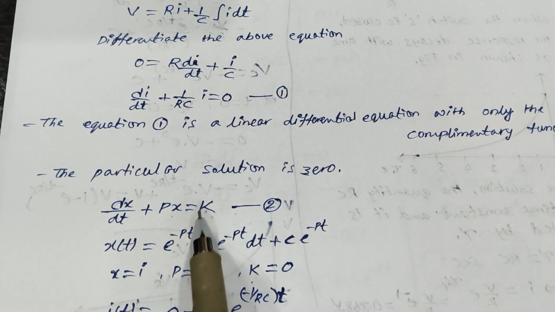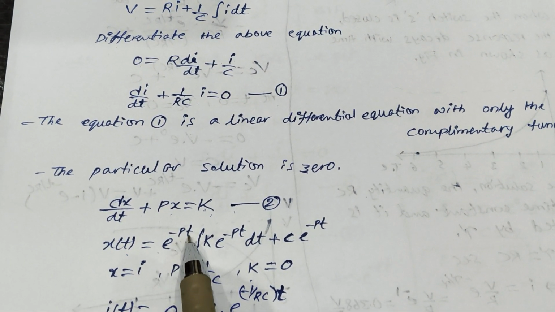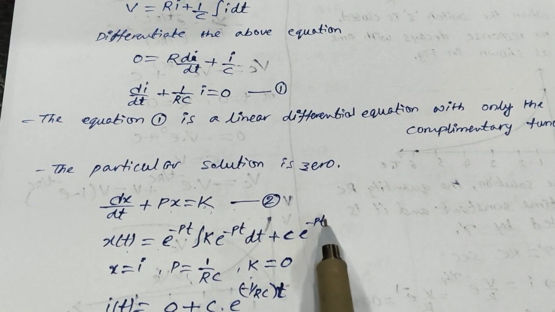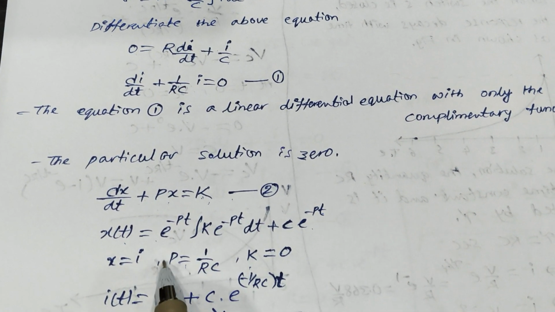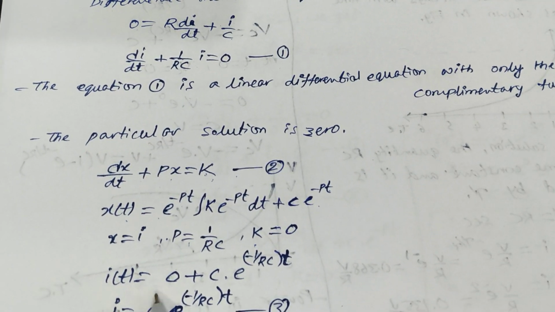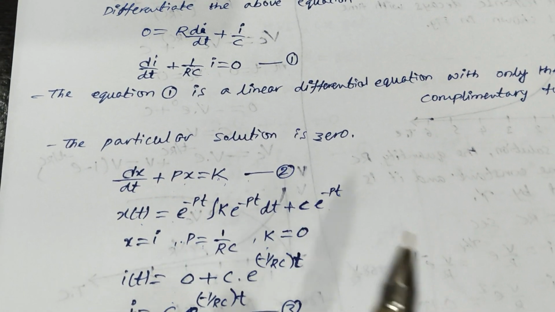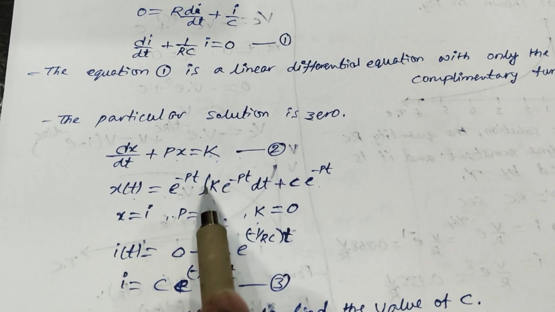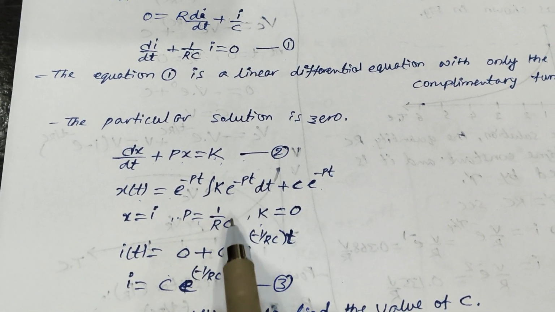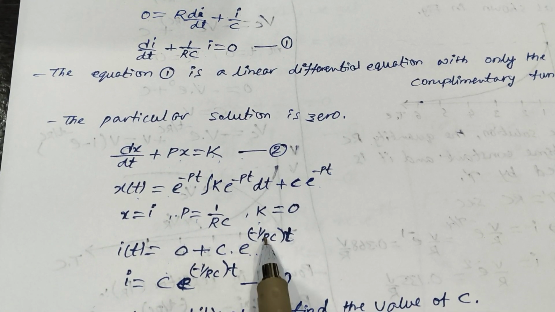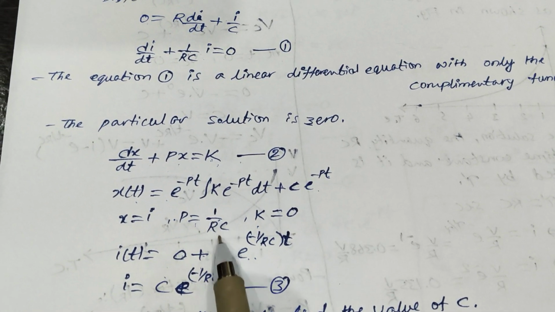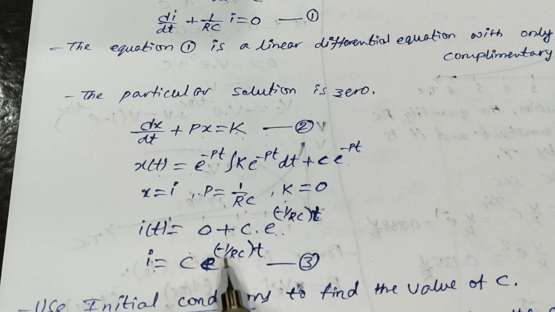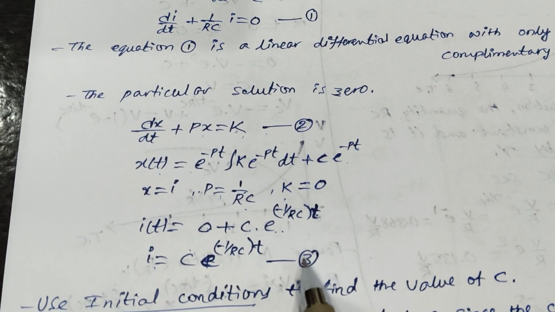For the known differential equation, the solution is x of t is equal to e power minus pt integral k into e power pt into dt plus c into e power minus pt. By substituting these compared values, I of t is equal to 0 plus c into e power minus p into t, because k is equal to 0 makes the entire first term 0. P is equal to 1 by RC, so I is equal to c into e power minus 1 by RC into t. This is the third equation.